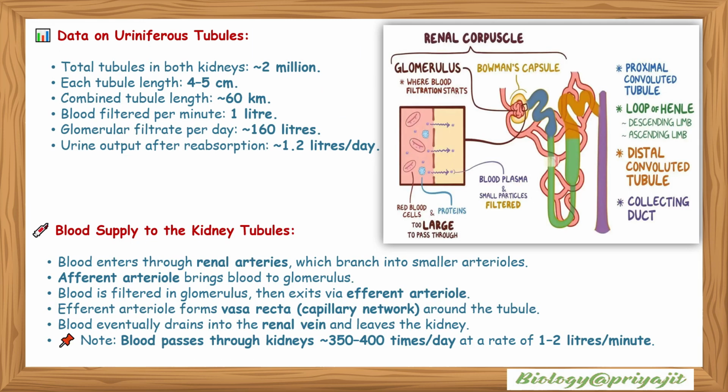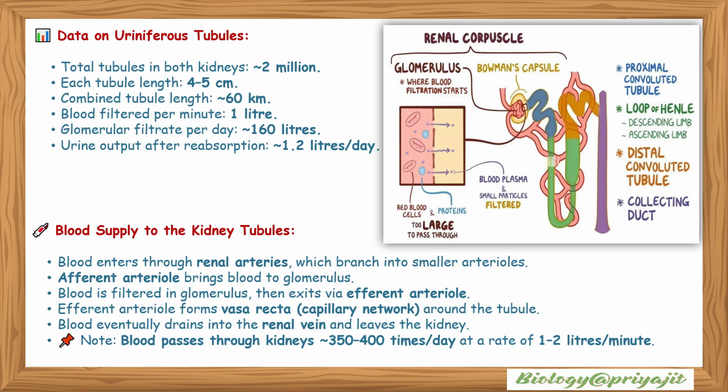Data: we should know the information on uriniferous tubules. Total tubules in both kidneys: approximately 2 million tubules, each tubule 4 to 5 centimeters long. So the combined length of the 2 million tubules is approximately 60 kilometers. Blood filtered per minute is approximately 1 liter. Glomerular filtration rate: filtrate produced per day is approximately 160 liters, and urine output after reabsorption is nearly 1.2 liters per day.